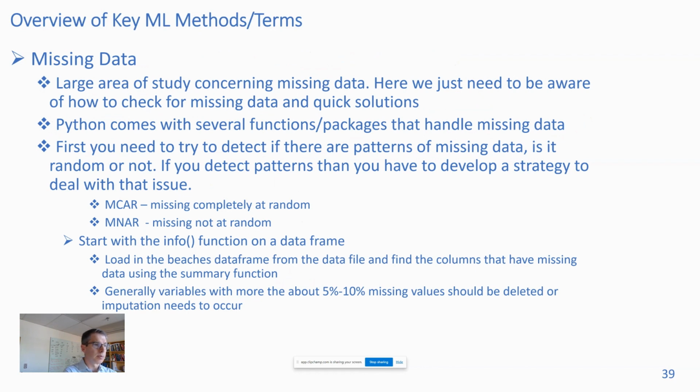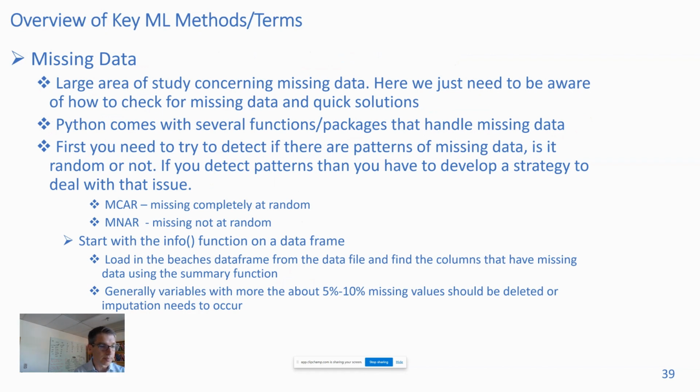There's entire books that have been written on just how to handle missing data. All right. So we'll confront this a lot. There'll be some missing data in your lab as well. You'll have to figure out exactly how to deal with that. All right. So Python comes with a bunch of packages and functions that can handle missing data. But the key that we want to try and discover, and we'll talk about this, is to understand if there is a pattern to that missing data, or is it completely at random.